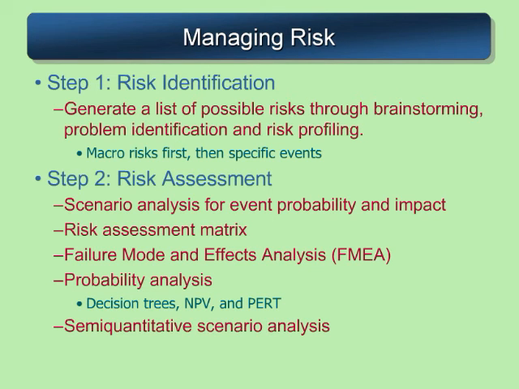So let's take a look at these steps in more detail. In step one, risk identification, we can brainstorm or generate some type of a list of all the possible risks, maybe identify them through some profiling process. And the way you do that, just like you do any good brainstorming session, is maybe you look at the big issues first, and then within those issues, take a look at specific events. And we'll take a look at the next slide in a second that goes into that in more detail.